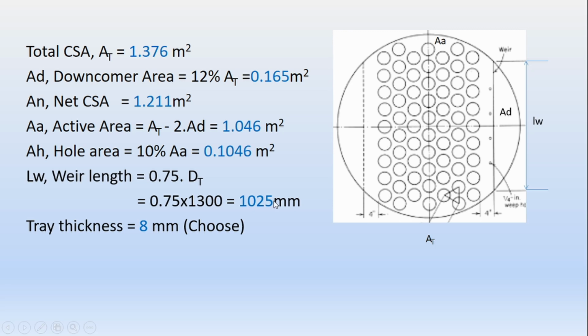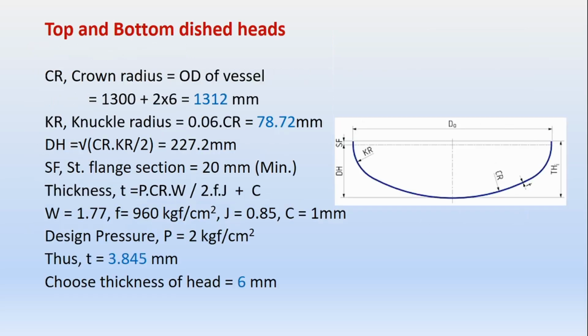We determine the weir length, we determine the thickness of the tray. So we know the active area, downcomer area. Alright, so then we will also determine the top end and the bottom end of the column, which are called the heads.